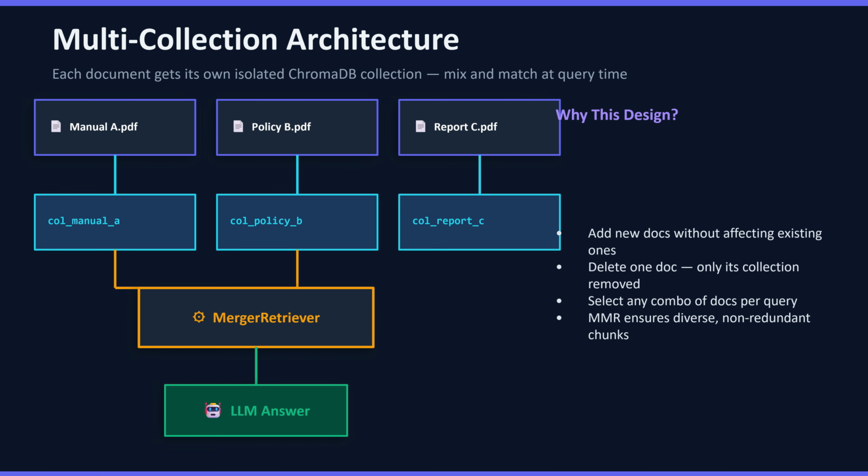This gives you four major benefits. One, you can add a new document without touching existing ones. Two, you can delete one document and only its collection is removed. Three, you can query any combination of documents as per your need. Four, it ensures diverse results even when merging multiple sources. This is the kind of architecture decision that separates a prototype from something you would actually deploy in production.